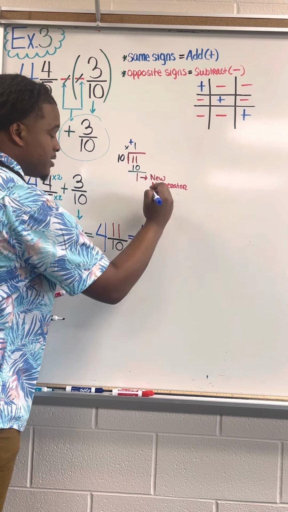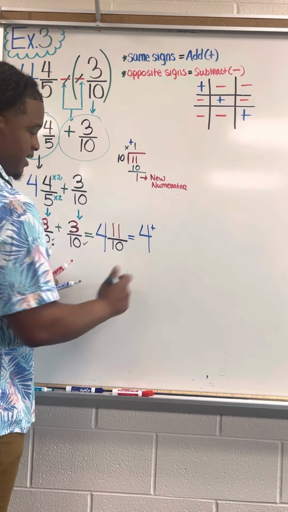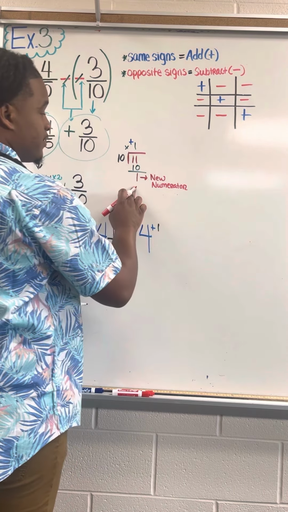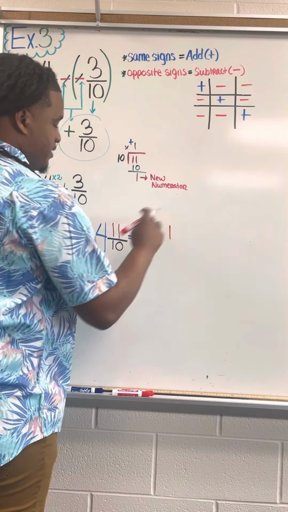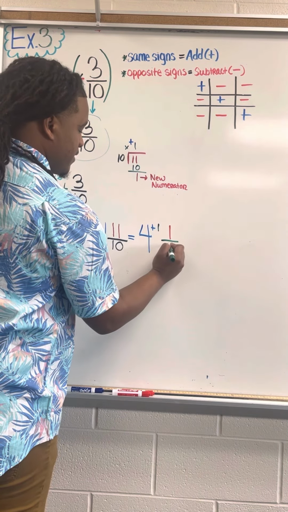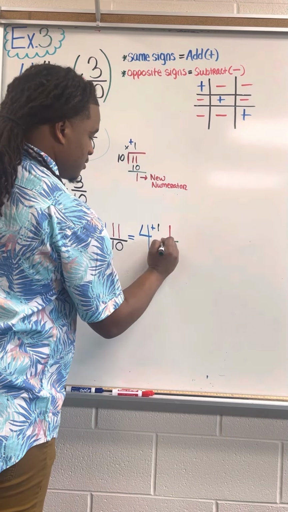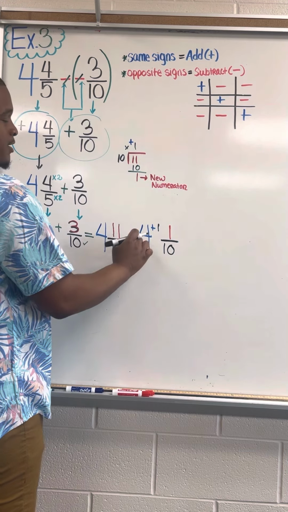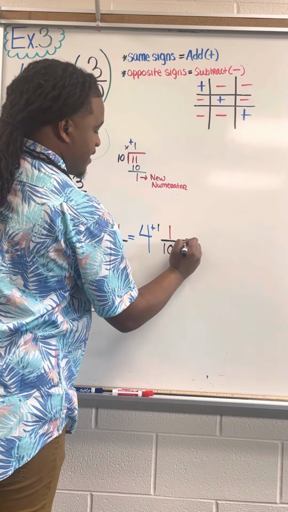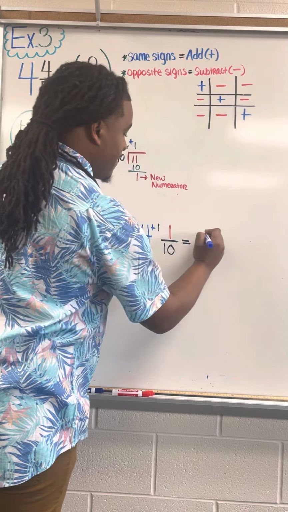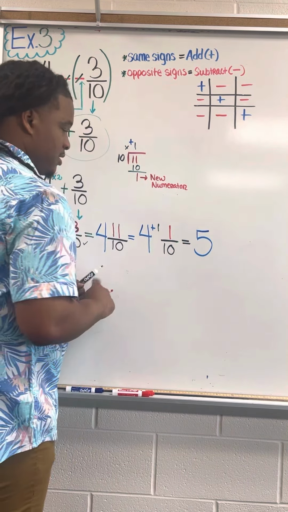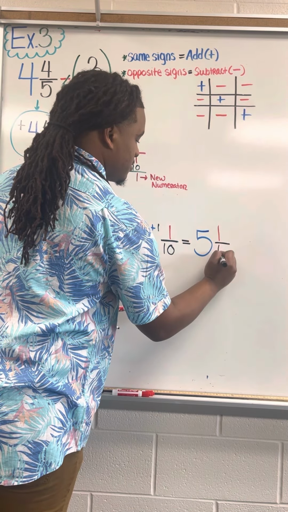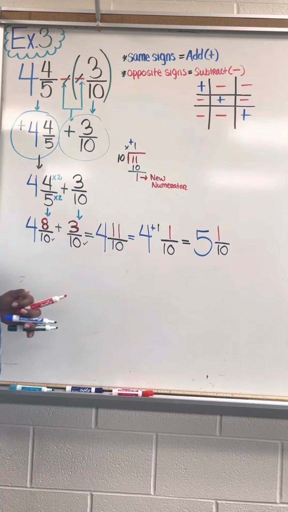So now, here's how it's going to look. I have 4 plus that 1, right? 4 plus 1. And then, of course, I have a new numerator of 1, and the denominator still stays the same, which is over 10, right? So remember, I have to add that whole 1 to the 4, right? So 4 plus 1 equals 5. So now I have 5 and 1 over 10. 5 and 1 over 10, okay?